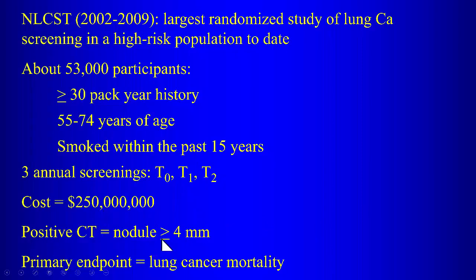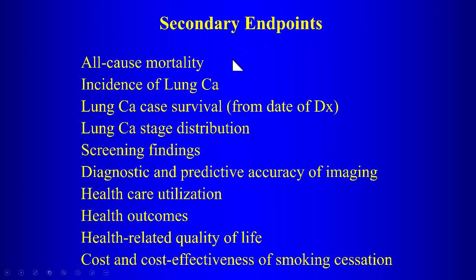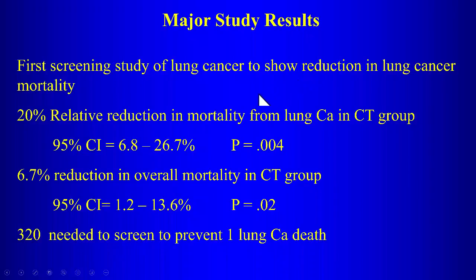Criteria for a positive CT: nodule greater than or equal to 4 millimeters, and the primary endpoint was lung cancer mortality. Of course, they had all the data they were collecting, so they could look at all kinds of other secondary endpoints: all-cause mortality, incidence of lung cancer, all of this stuff they were also able to look at from the data collected for this study. So what were the results?